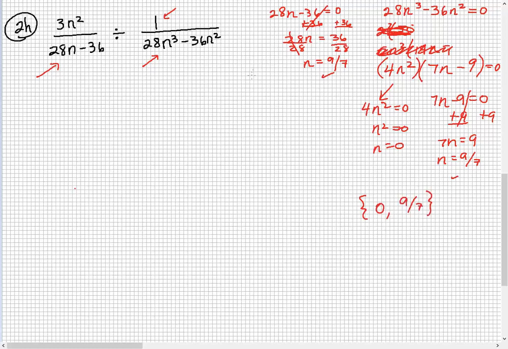Alright, now that we figured out the excluded values, let's go ahead and solve the problem. It's division, so we have to do keep, change, flip, and I'm going to also factor along the way. So it's 3n squared. I'm going to pull out a 4. 7n minus 9 times, I factored this already. Where is it? Right here.